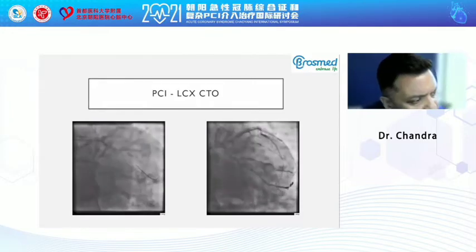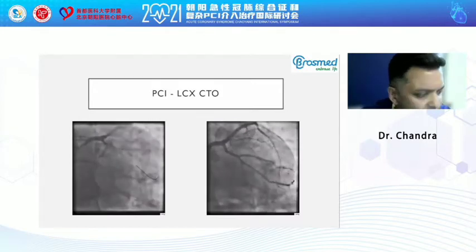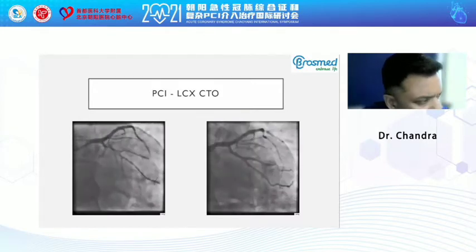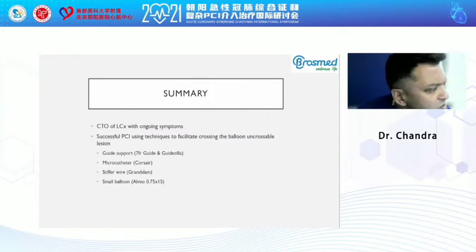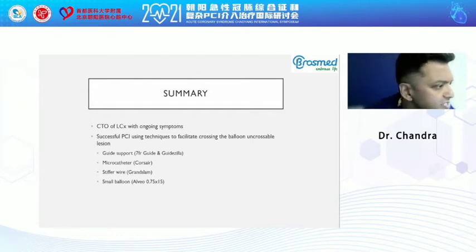So in summary, this was a CTO of the left circumflex with successful PCI in a patient with ongoing symptoms, having already undergone PCI to the LAD as an index procedure. We used a number of sequential but simultaneous techniques to facilitate crossing this balloon-uncrossable lesion. And that included using guide support with a 7 French guide system and guide extension, using a microcatheter, switching to a stiffer wire at the appropriate time, and using a small, ultra-low profile balloon to help us when our initial ballooning had failed.